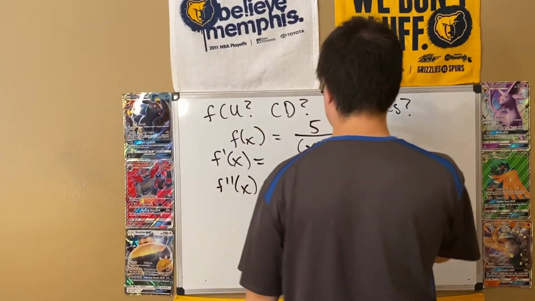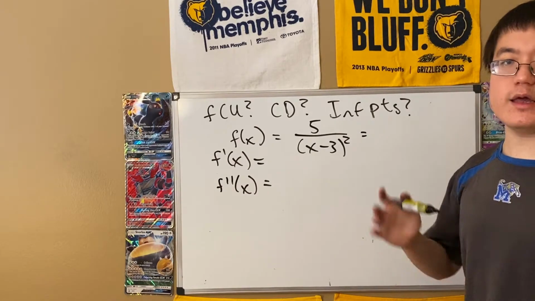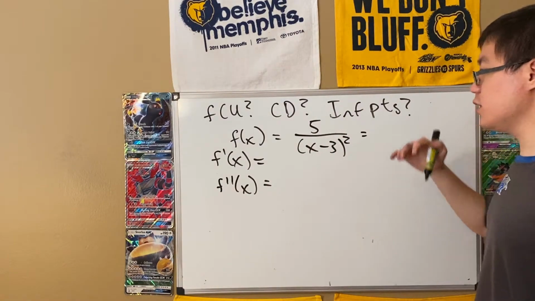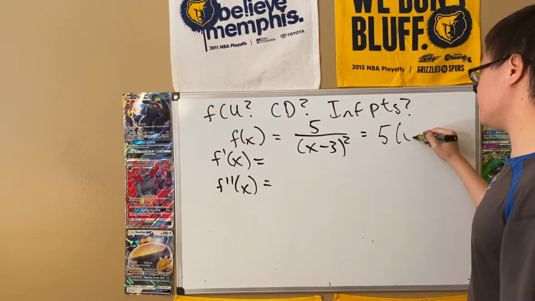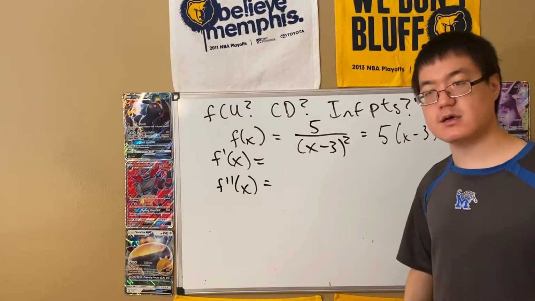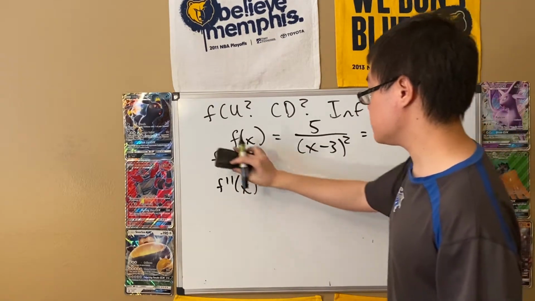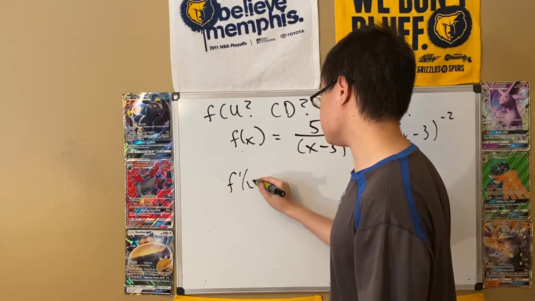Remember that if there are x's just in the denominator or the numerator, it's often good to rewrite it, and it'll make the derivative a lot easier, especially because we have to take two of these bad boys. So I'm going to rewrite it as 5 times x minus 3 to the negative 2, so that I can use the power rule instead of the quotient rule. So let's lower this f prime of x and f double prime of x so I have space.